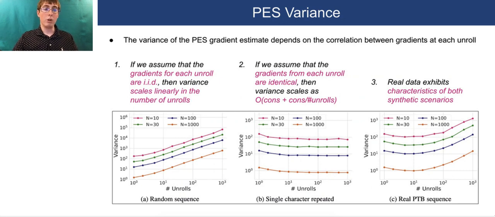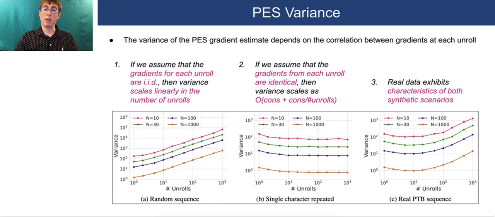So for the first scenario, if we assume that the gradients for each unroll are IID, then the variance scales linearly in the number of unrolls. For the second scenario, if we assume that the gradients from each unroll are identical to each other, then variance actually scales as big O of constant plus a constant over the number of unrolls. So in the second scenario, we see that increasing the number of unrolls can actually reduce variance. And in the third scenario, with real data, we see characteristics of both of these two synthetic scenarios.